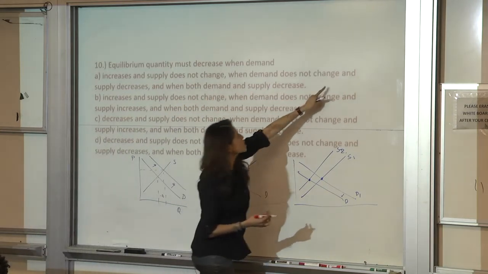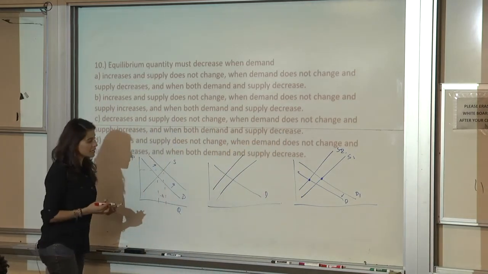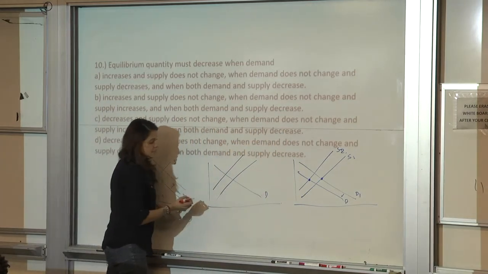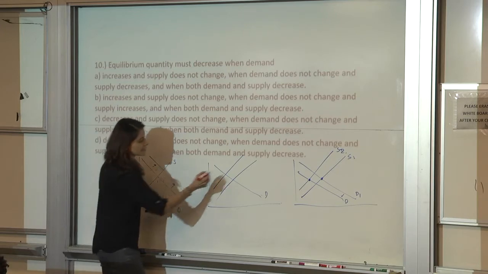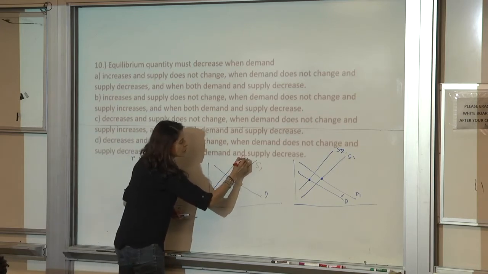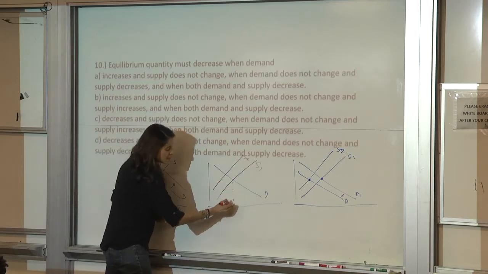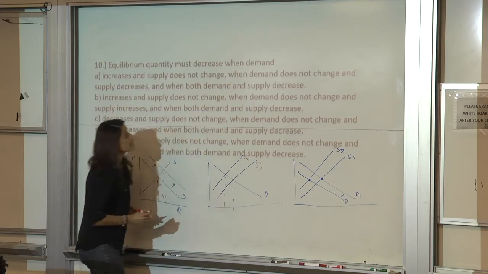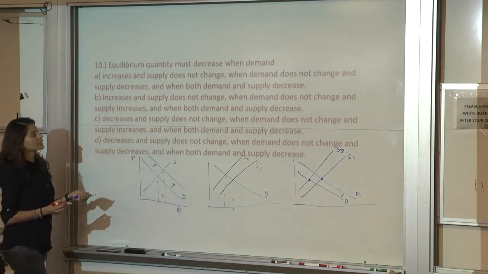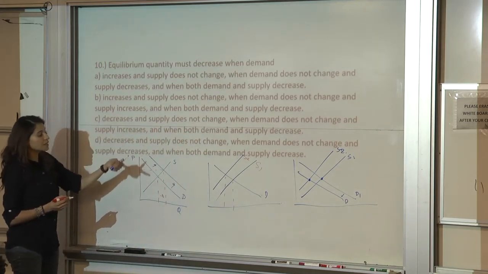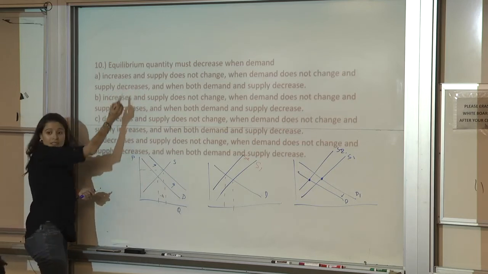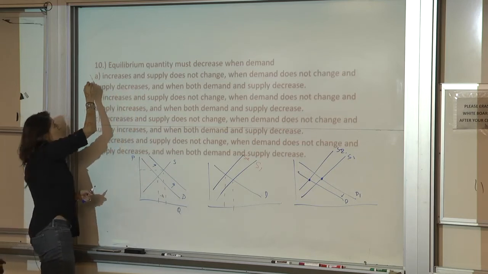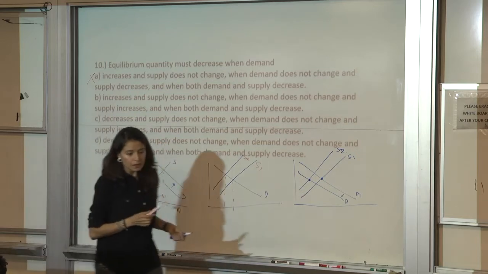When demand does not change and supply decreases: supply 1, supply 2. Demand stays the same, supply decreases, okay? In that case, yes, the quantity decreases, but not in the two cases at the same time, okay? So this is not an answer.